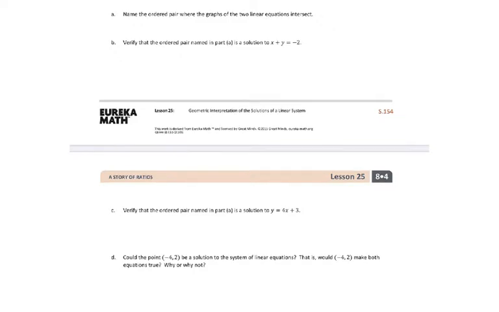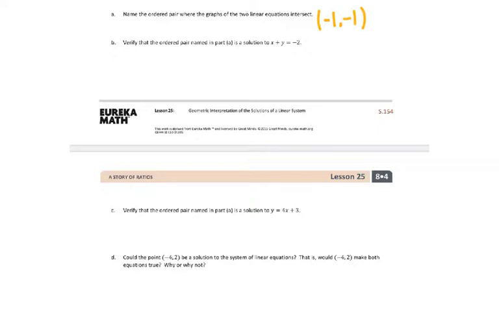So that is going to be my point, -1, -1. And now they're going to ask me to verify that that point is indeed the solution to both of these equations. So I'm going to plug those numbers in for x and y and solve.